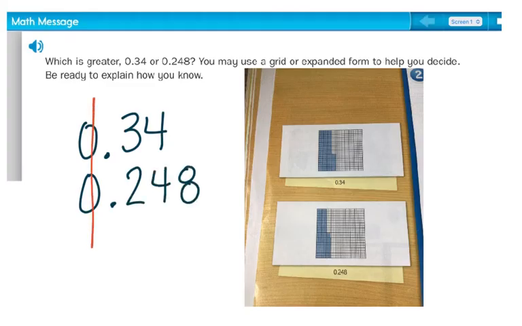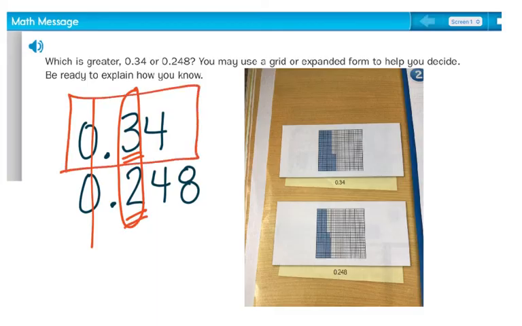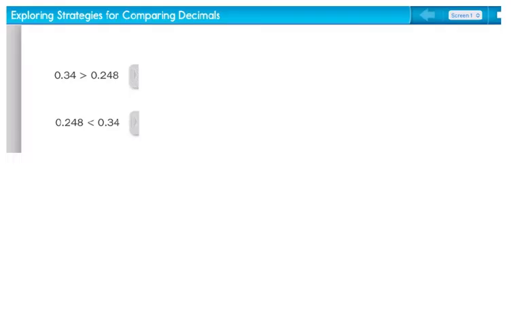If I line up these 2 decimals so that the decimal point is in the same place, I would look at the ones place, they're the same. Then I would look at the tenths place, which is larger, 3 or 2. 3 is larger. So one way I could say that is 34 hundredths is greater than 248 thousandths. Or I can write it the other way and say 248 thousandths is less than 34 hundredths.